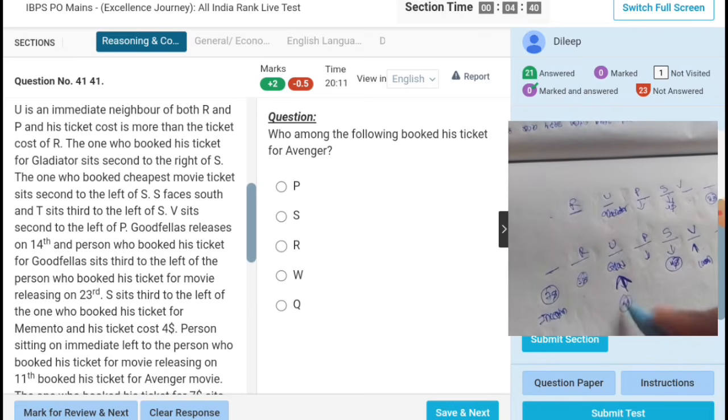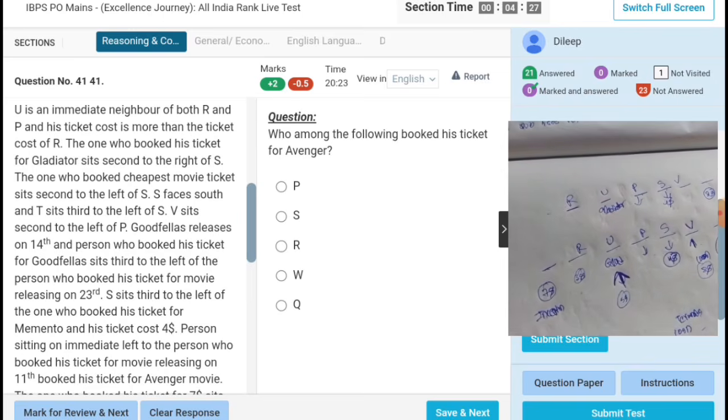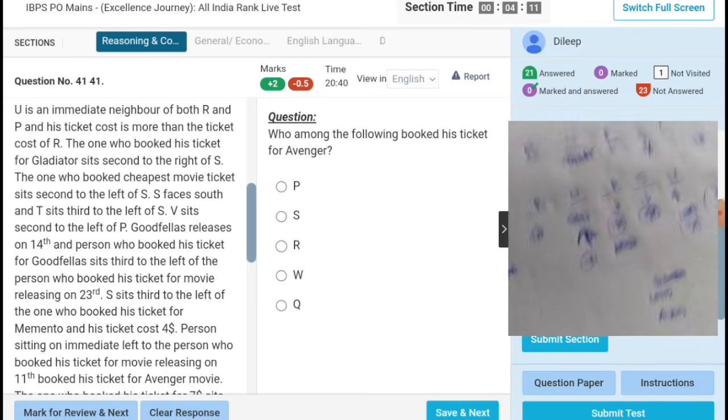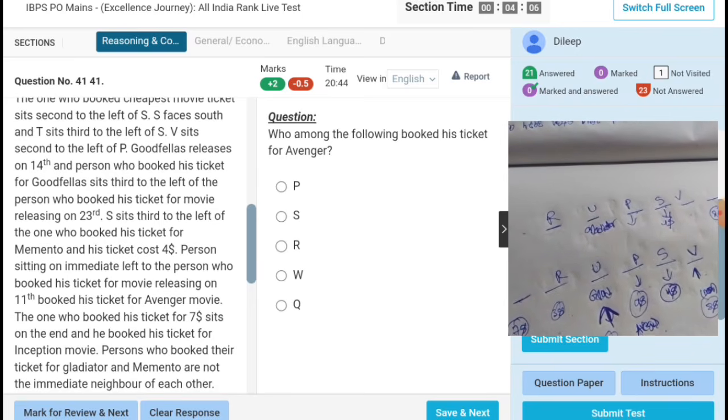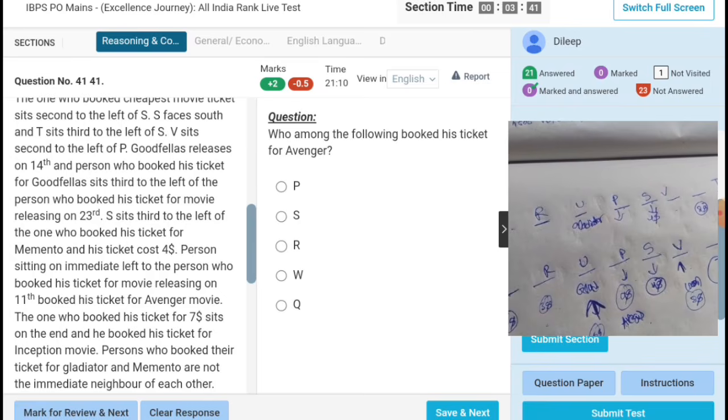Two, three, four, five, and $8. Avengers 9. Avengers, Terminator is... So the person sitting immediate left to the person who booked the movie releasing on 11th. Person sitting immediate left to the person who booked the Avenger movie.